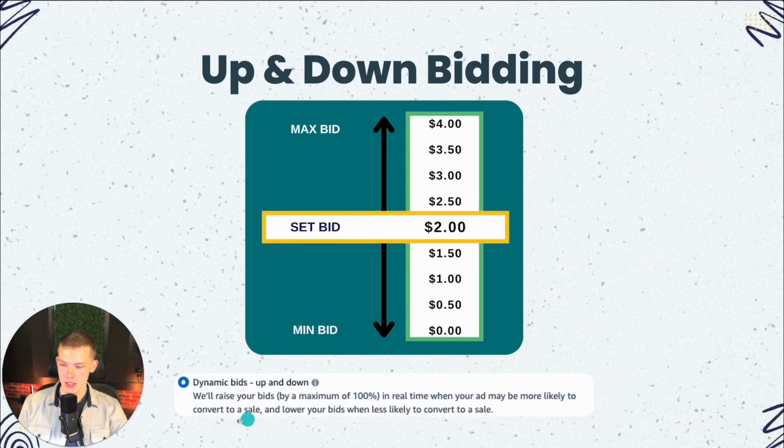This is taken directly from Amazon. They will raise your bids by a maximum of 100% in real time when your ad may be more likely to convert to a sale, and lower your bids when it's less likely to convert to a sale. In this example, our set bid is say $2. We could see cost per clicks anywhere from down at like 50 cents or even as low as like 10 cents right up to $4, because Amazon can bid up to a maximum of 100% more than what our set bid is. This is all depending on how Amazon thinks you're more or less likely to actually convert that customer.